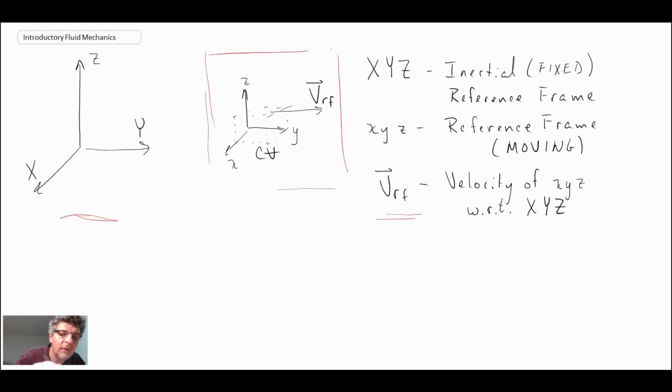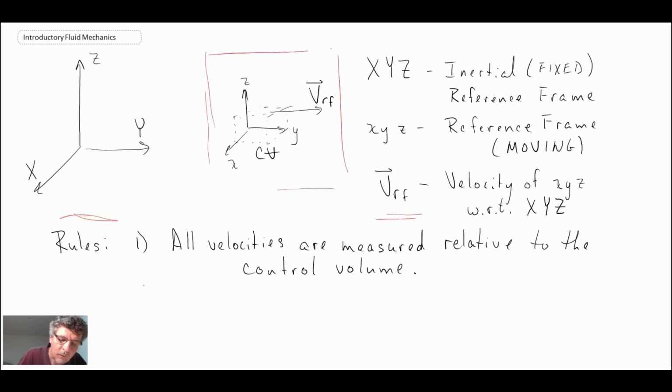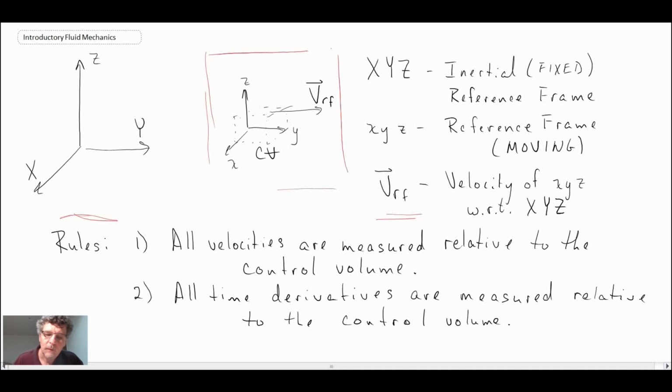Now there are a couple of rules we need to abide or work by when we're dealing with the case of a constant velocity control volume. So the rules we need to abide by, the first one is that all velocities that are coming into or leaving from the control volume are measured relative to the control volume. So we have to look at relative velocity.